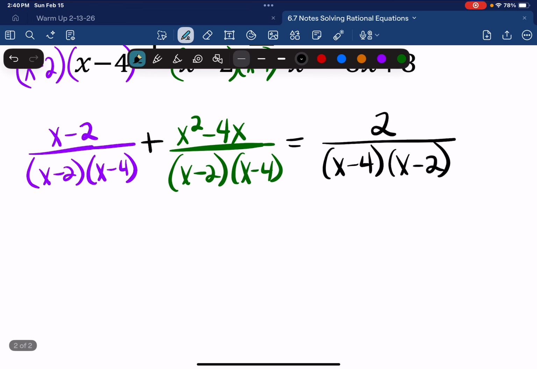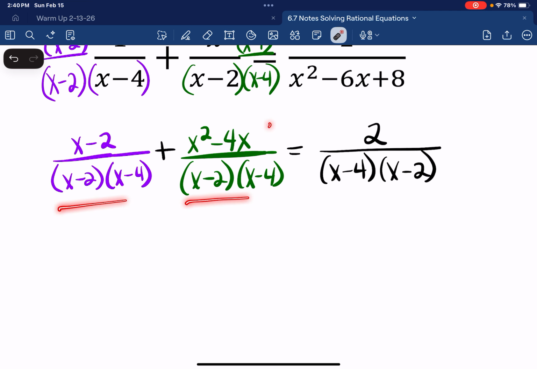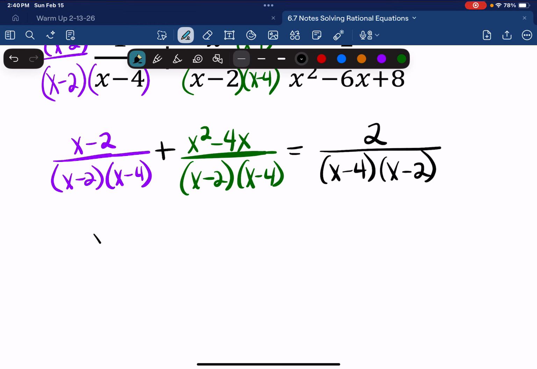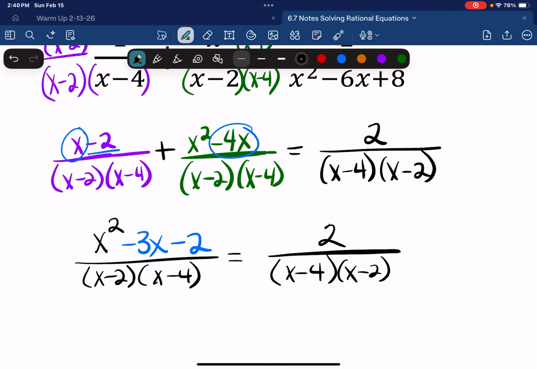Okay? So now let's add the left side of our equation. Because we've got common denominators here, we can add our numerators together. So this numerator becomes x squared. I see that we have an x and a minus 4x, so that's going to be minus 3x. And then we also have a minus 2 right there. And all of that is being divided by x minus 2 times x minus 4, which should equal x minus 4 times x minus 2 in our denominator, and 2 is in our numerator.